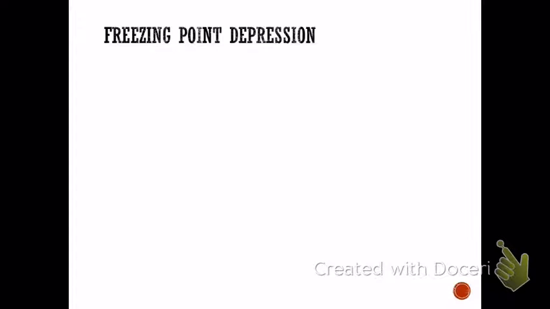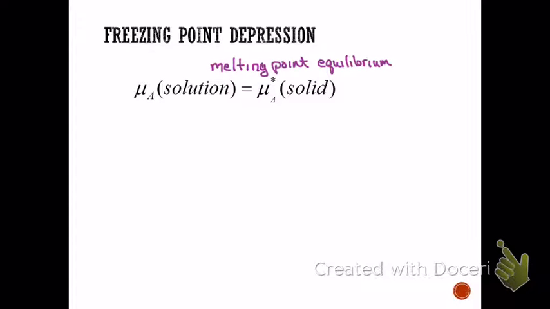So we start with a discussion of freezing point depression. As usual, if we're interested in melting points, of course, we're interested in an equilibrium situation between the solution and the solid. And in this case, since the solid is going to be pure solvent, we indicate that by the asterisk, that we're talking about the pure solvent. And the solution, of course, is a mixture. So we have over here on the left the chemical potential of A in solution at equilibrium is going to be equal to the chemical potential of pure A in the solid.